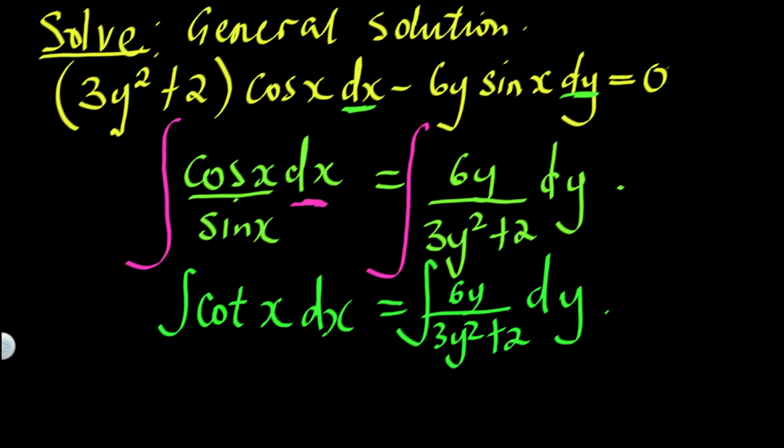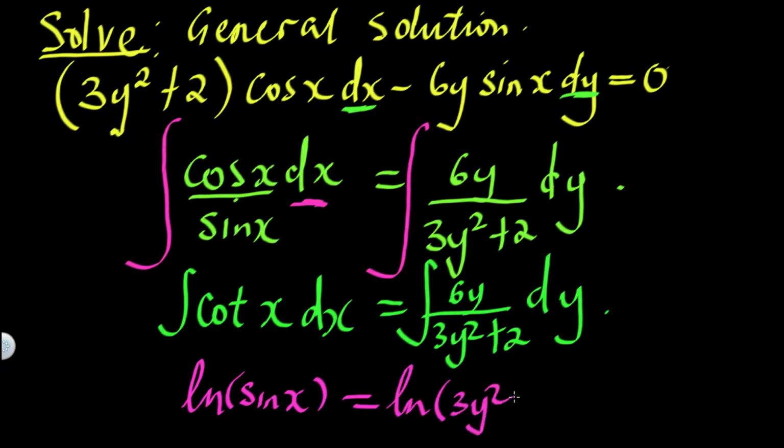All right, so let me check my formula sheet. The integral of cot x is ln sine x. So I write here ln sine x equals, if I integrate 6y over 3y squared plus 2, I get ln of 3y squared plus 2 plus c, a constant. I don't need to know the value of c, because this is a general solution. This is what I call an arbitrary constant, because if they ask for a general solution, they don't want you to find the value of this c, and we don't actually have information to find c, so we can leave our answer in this format.